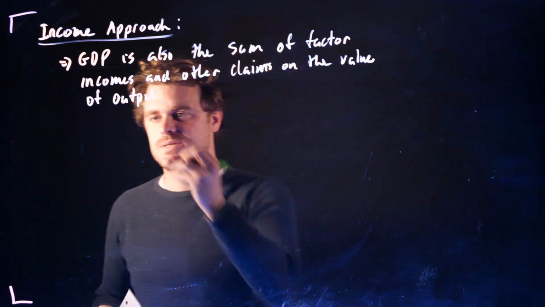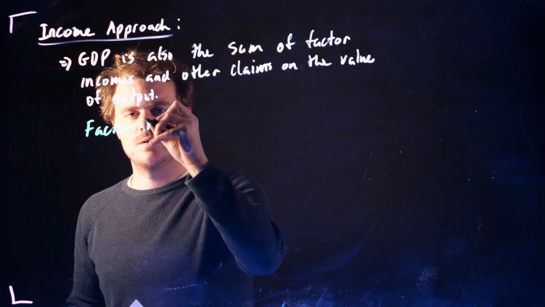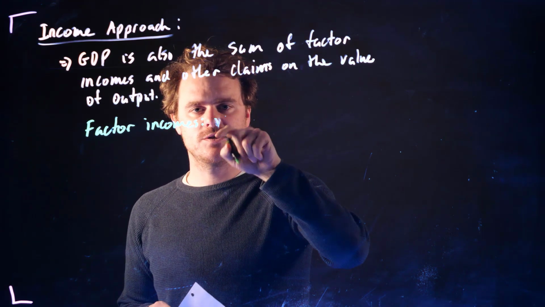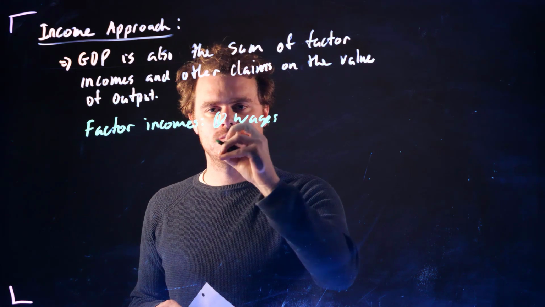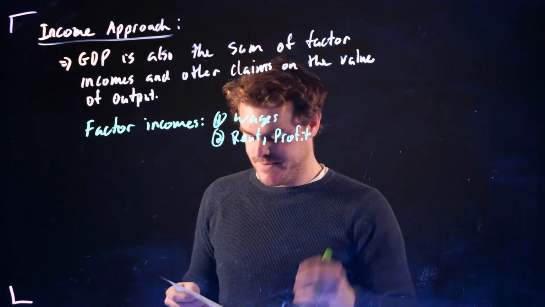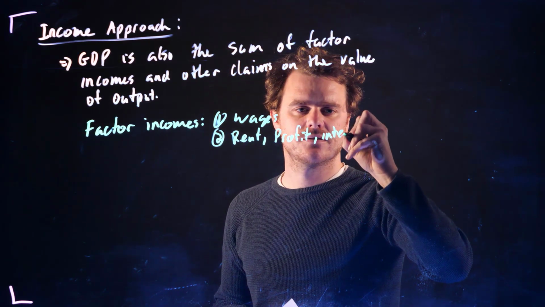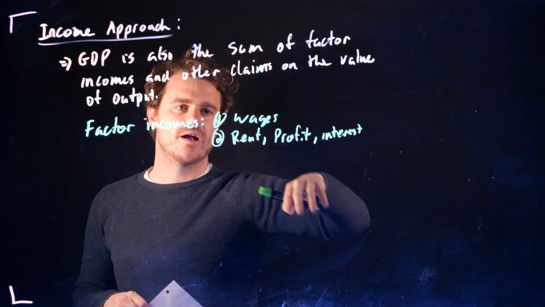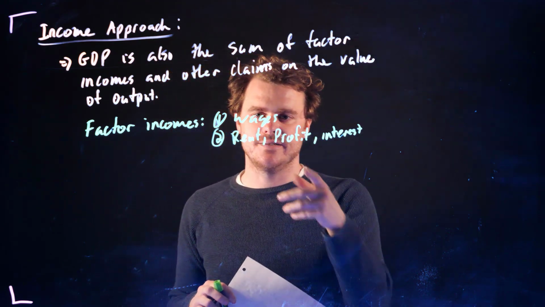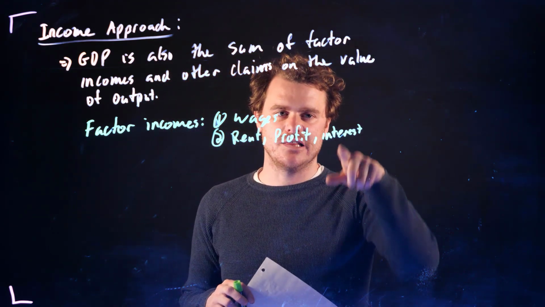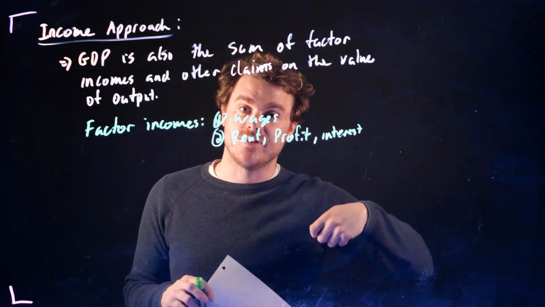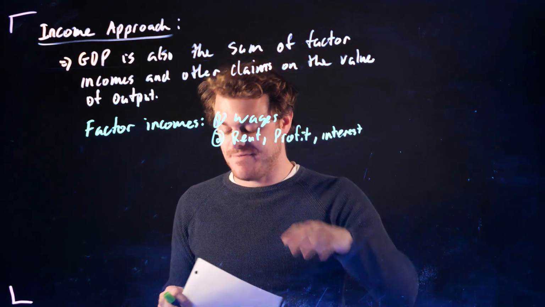So factor incomes are things like wages, rent, profit, interest. These are all factor incomes. Households own the companies or the factories, and so they rent them out or they get the profits. They loan money so they earn interest. Wages are paid for things like labor. So that's all part of factor incomes.